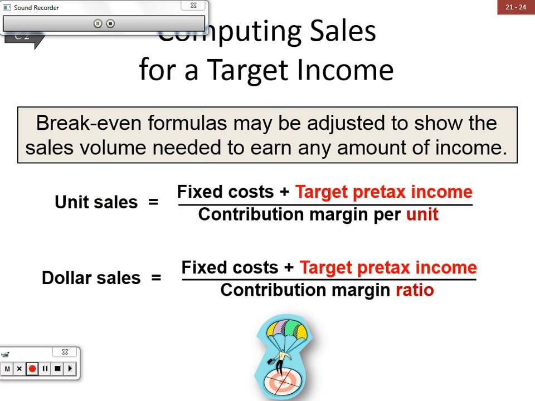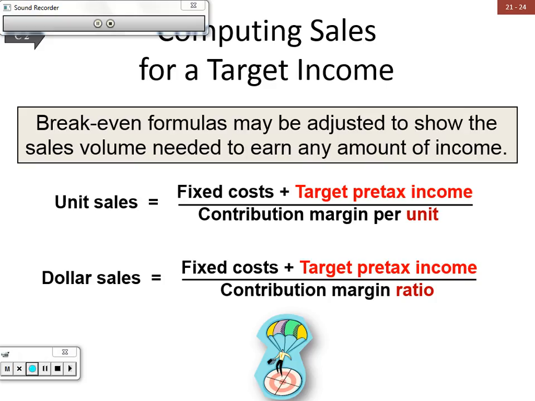Computing sales so you can meet the target income. This is why the pre-tax income is so important if you don't have it. Finding the pre-tax income is going to help you find unit sales and dollar sales for target income. Unit sales and dollar sales for break-even. So fixed cost plus target pre-tax income divided by contribution margin per unit is going to give you break-even in what? Unit sales. Fixed cost plus target pre-tax income divided by contribution margin ratio is going to give you dollar sales.